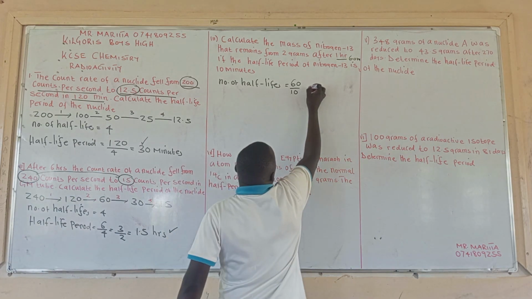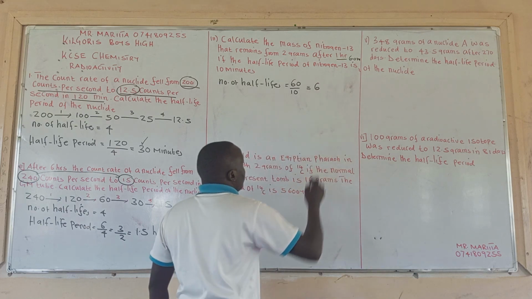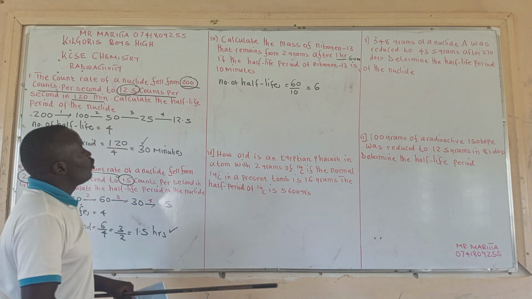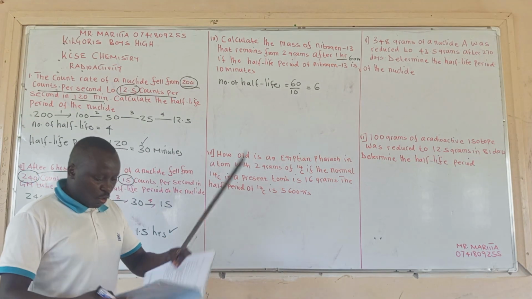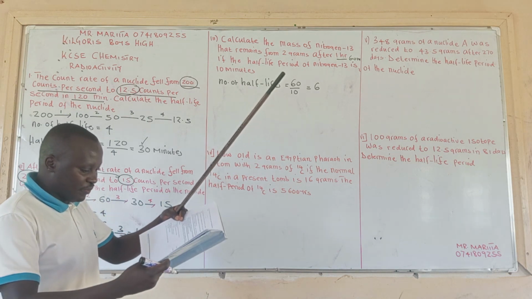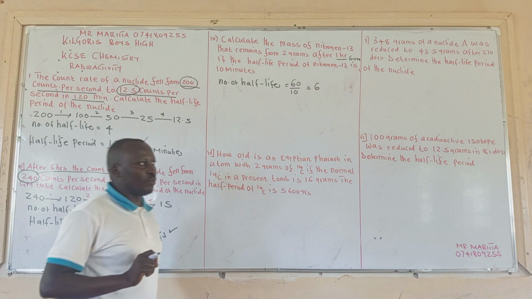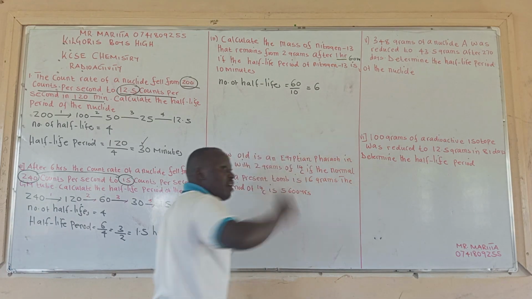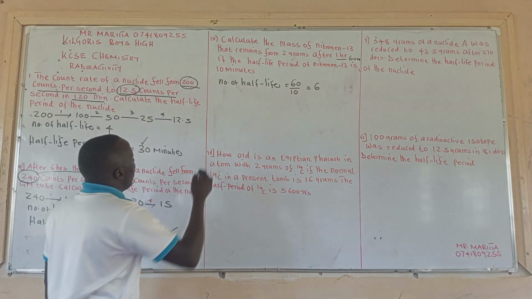So the number of half-lives is equal to 6 half-lives. So we now need the mass that remains from 2 grams. We have 2 grams and we want to move 6 half-life periods until we get the mass that remains. So what can we have?